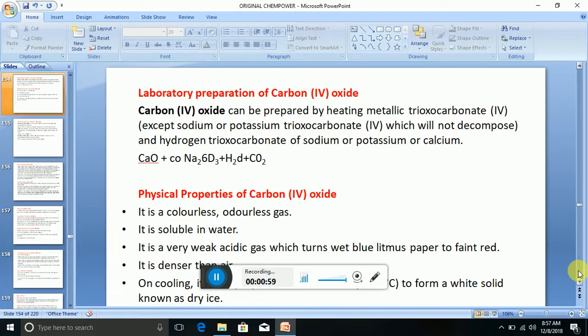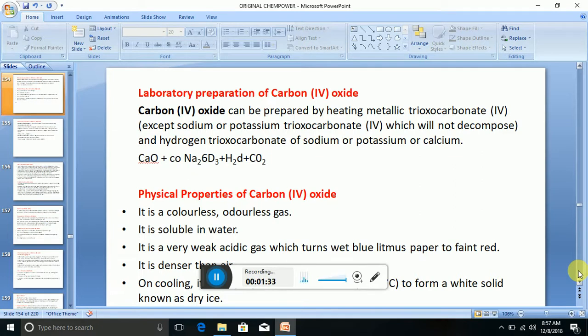Laboratory preparation of carbon (IV) oxide. Carbon (IV) oxide can be prepared by heating metallic trioxocarbonate (IV), except those of sodium and potassium. That is, except sodium and potassium trioxocarbonate (IV), which are not decomposed, and hydrogen trioxocarbonate of sodium or potassium or calcium.